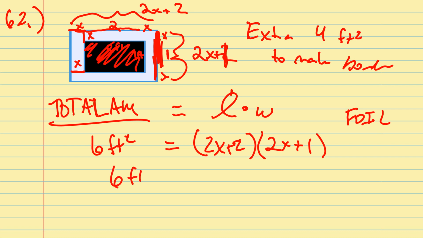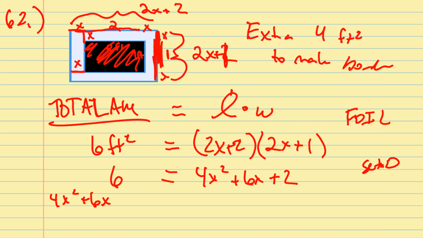So I get 6 square feet, which I don't even need the square feet at the moment, is equal to, and I'm going to FOIL it, 4x squared. The outside is 2x, the inside is 4x, so it's plus 6x plus 2. Now I have to set it equal to 0. So minus 6 from both sides. So I get 4x squared plus 6x minus 4 equals 0. I take out a 2 in common, so I get 2x squared plus 3x minus 2 equals 0.